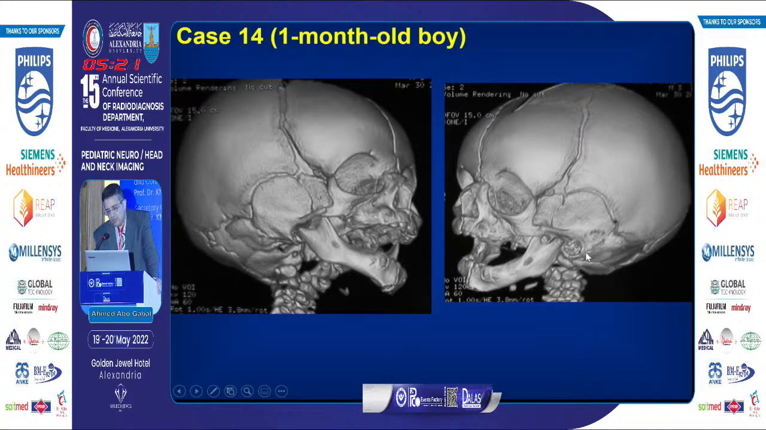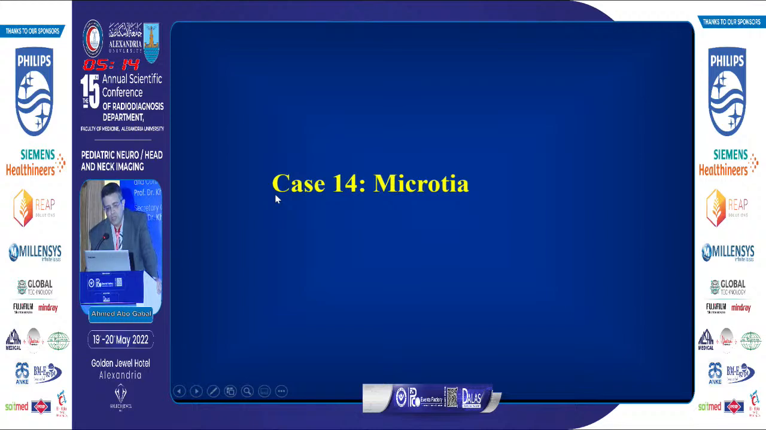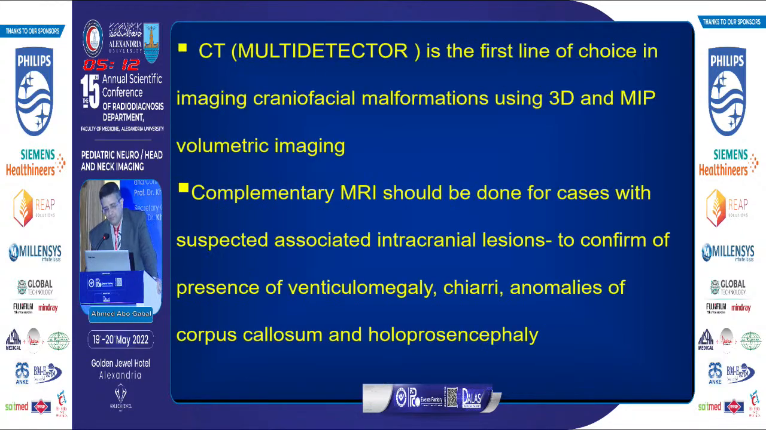Here, as we see in the volume, the external auditory meatus is well seen here, while it's not seen on the other side. So this is what we call microtia or anotia. So CT, as a conclusion, multi-detector, is the first line of choice in imaging of craniofacial malformations using 3D and volumetric imaging. Complementary MRI should be done for cases with associated suspected intracranial lesions to confirm presence of ventriculomegaly, Chiari, anomalies of corpus callosum, and holoprosencephaly.